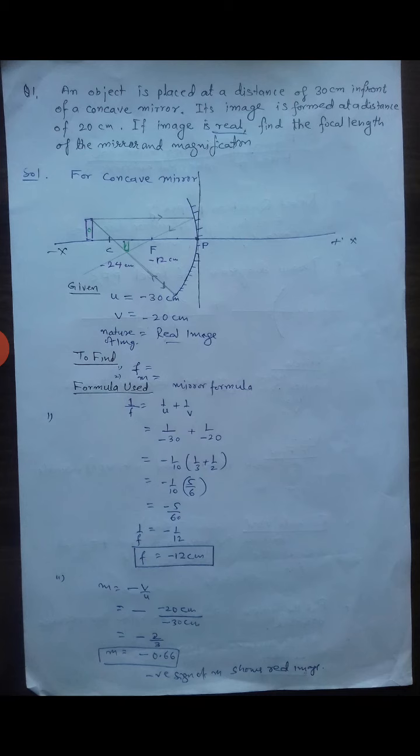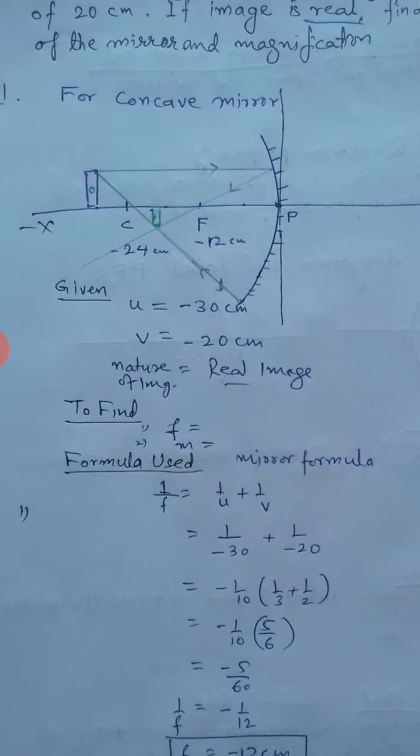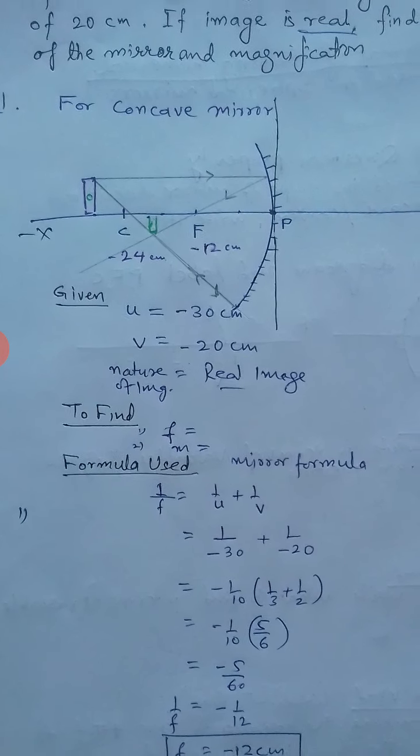As you are aware, it is given in this question that the image is real. For all the positions of the object up to focus, you are aware that an inverted and real image is formed by the concave mirror. So what does it mean? The image is formed on the left hand side of the mirror where the object is also there. So here also, as per the new Cartesian sign convention, we will put the minus sign, and in the given it becomes minus 30 and minus 20.